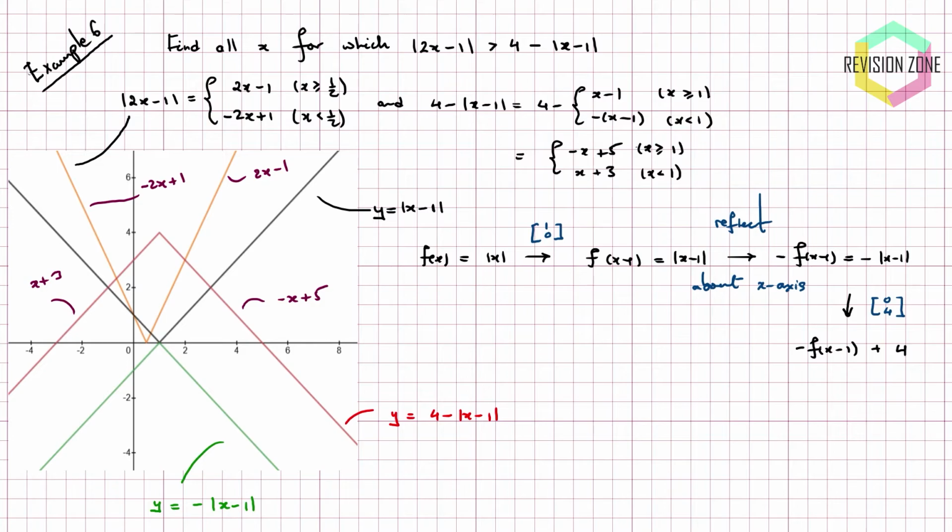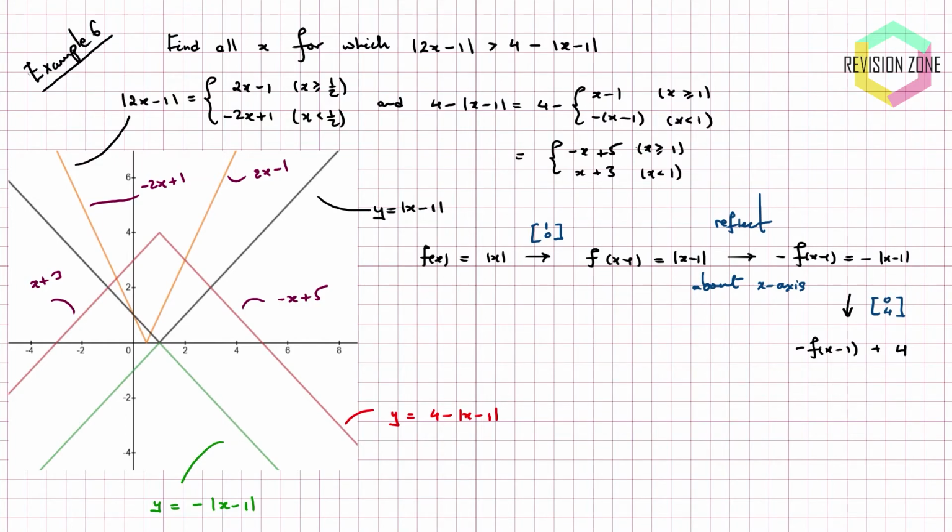And then the other one is 4 minus the modulus of x minus 1. Well, that might be a bit more work to figure out, but we can do it quite easily because we can just start with the modulus of x, and then shift that one to the right to get the modulus of x minus 1. So we start with the modulus of x, then shift it one to the right to get this black graph here. And then we reflect the modulus of x minus 1 about the x-axis to get minus the modulus of x minus 1, which is this green graph here.